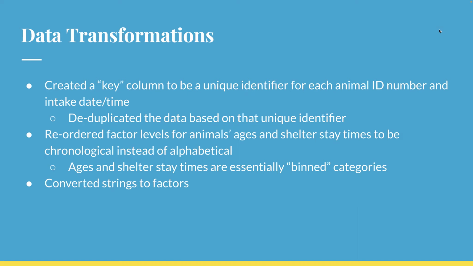There were also quite a few instances where I had to reorder factor levels for animals' ages and shelter stay times to go in chronological order rather than alphabetical order, because all of the ages and shelter stay times were essentially binned categories. It was like 7 to 12 weeks, 12 weeks to 6 months. Those were the binned categories. And in many cases, I converted the strings to factors.